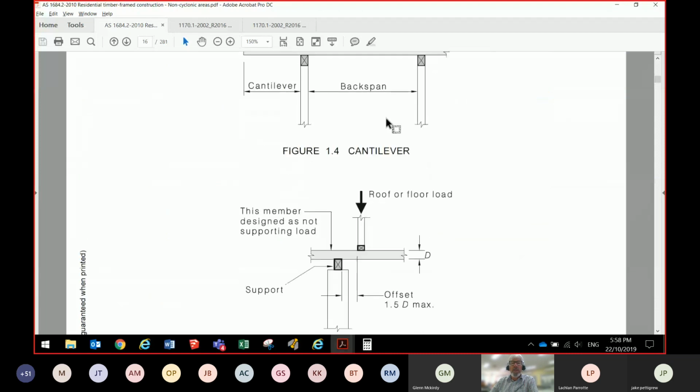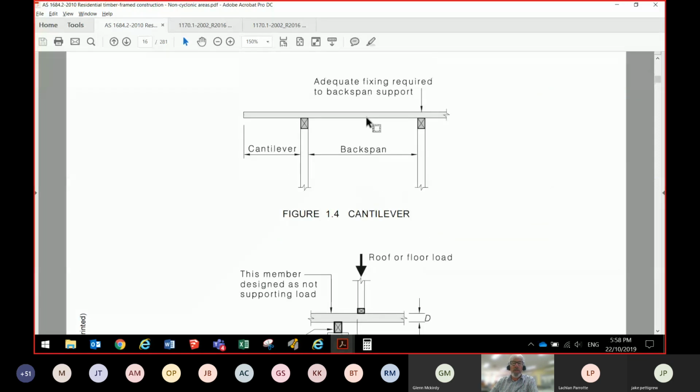Let's have a look at them. This first one here is figure 1.4, and this shows us what the terms backspan and cantilever mean. Now, as we go through this standard, when we start specifying buildings and all the structural details, it's going to use that term backspan and that term cantilever. And we need to make sure that this is the diagram we go to find what that means.